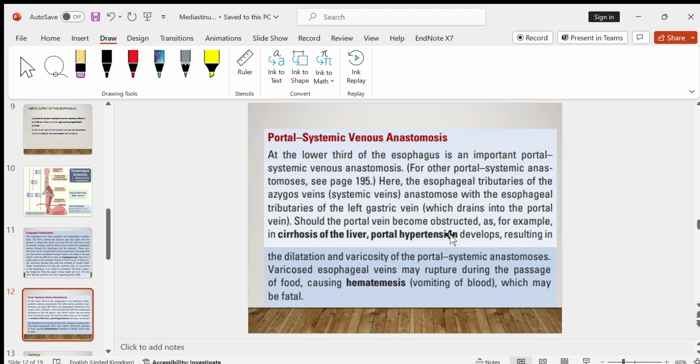So in case there is portal hypertension, there will be formation of esophageal varices, and varices are dilatations of veins, which are weak structures, and they can rupture, leading to hematemesis, which is vomiting of blood, and this is fatal.